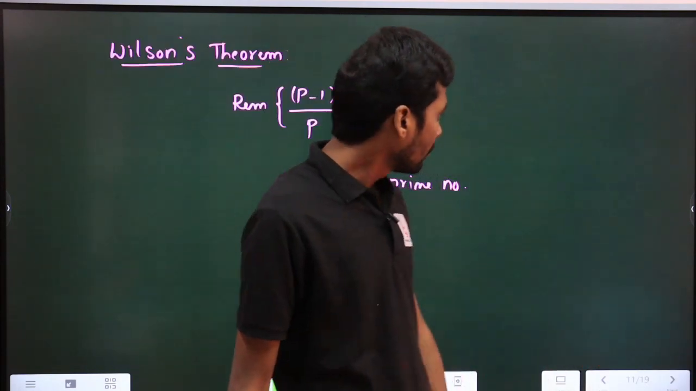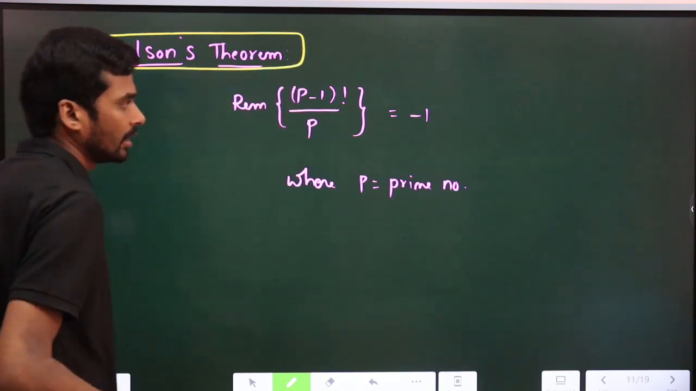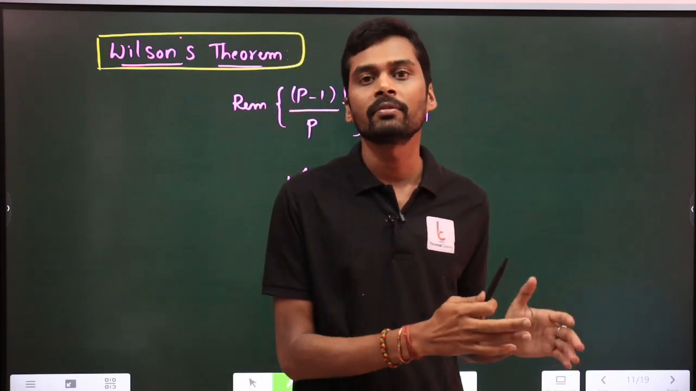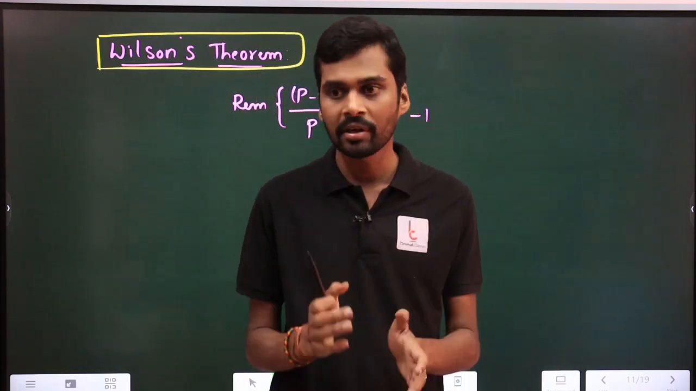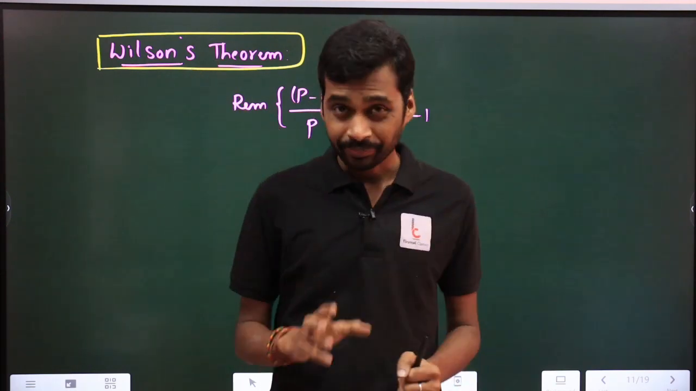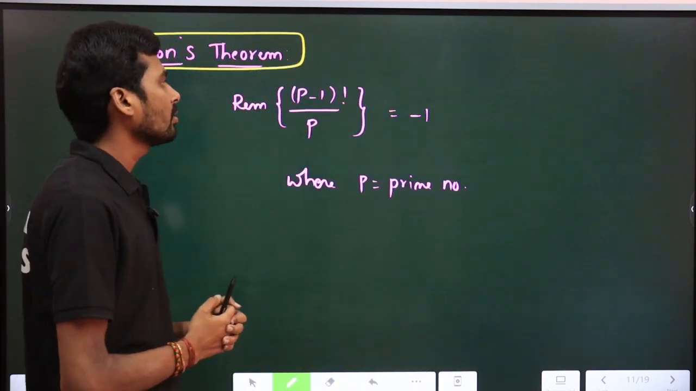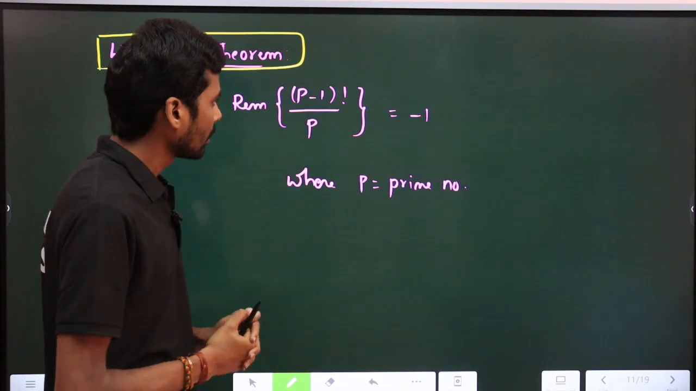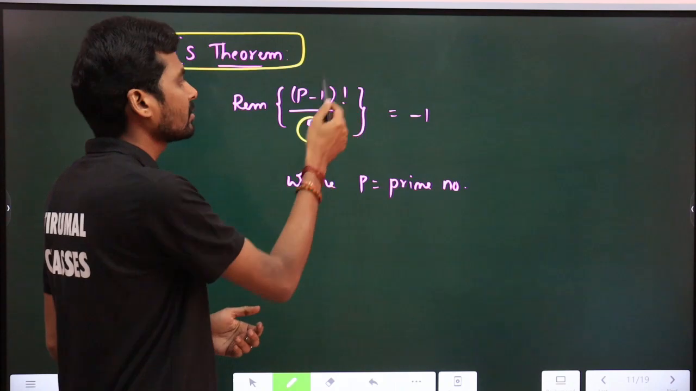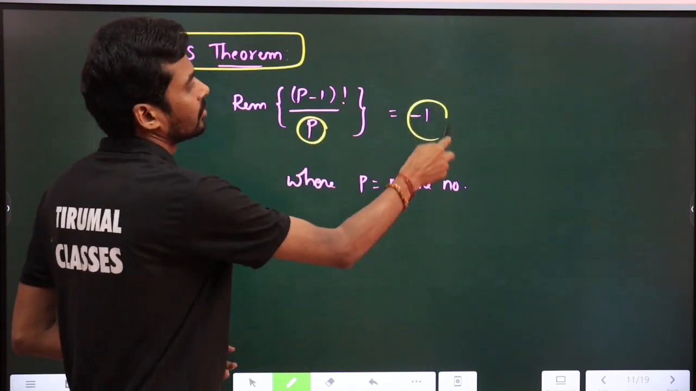The most important theorem in the remainders concept is Wilson's theorem. The name is not important, but the property is important. The problems on Wilson's theorem are very important, and it is also a very simple thing. The theorem is: if you are asked to find the remainder of a number where the denominator is a prime number and the numerator is a factorial that is 1 less than the denominator, then the remainder is minus 1.